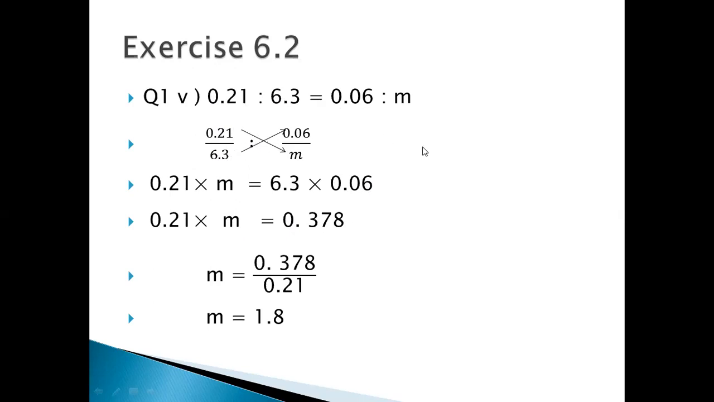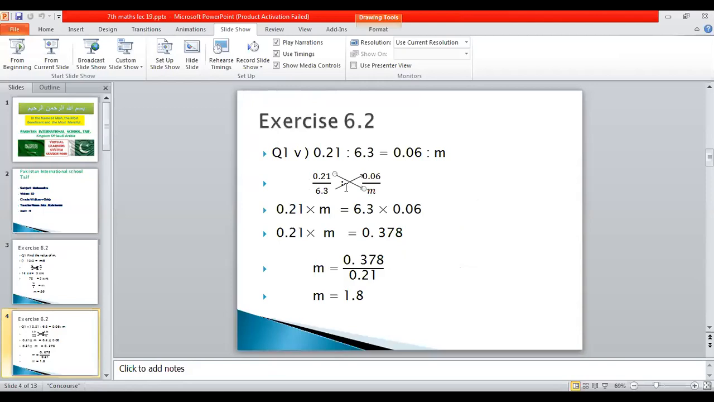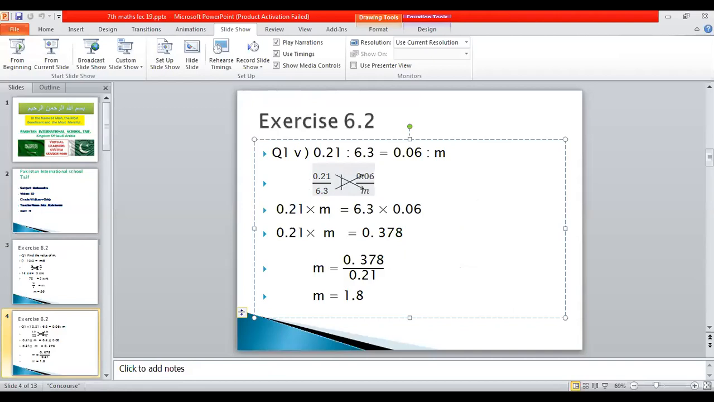Here it should be an equal sign, not a ratio. By mistake it was written as a ratio. Wait, I'll change it. It's an equal sign, not a ratio. By mistake I put a ratio.